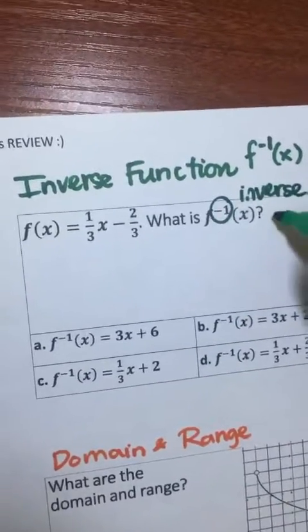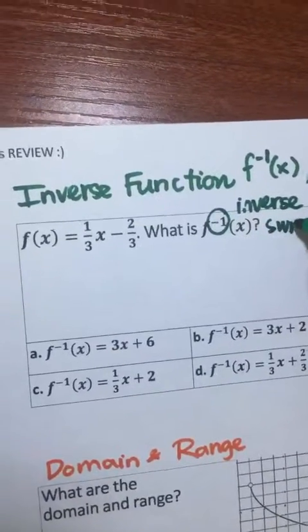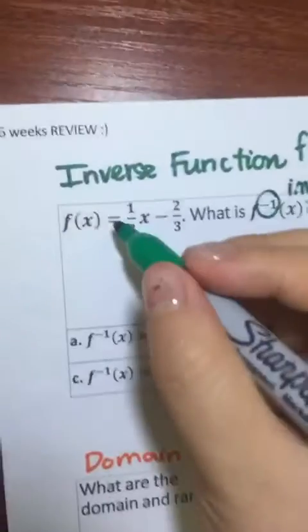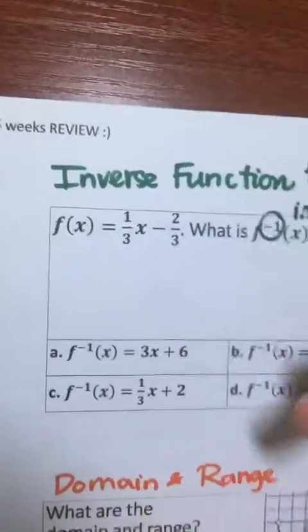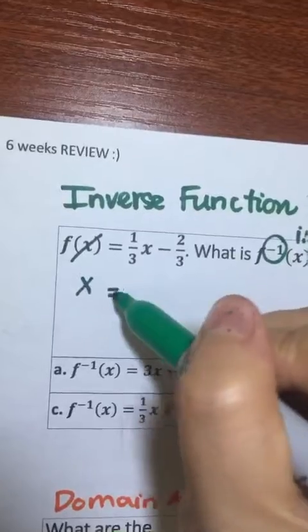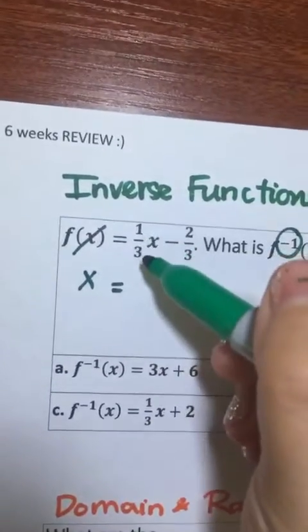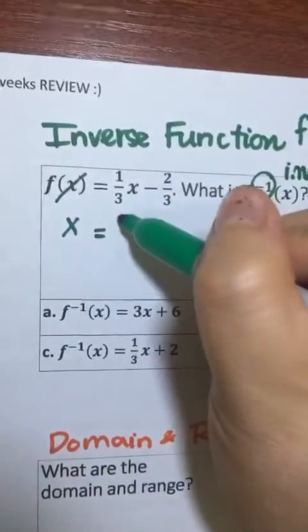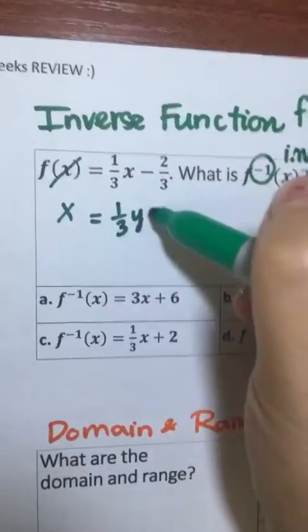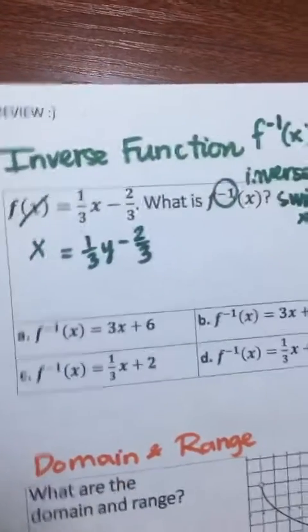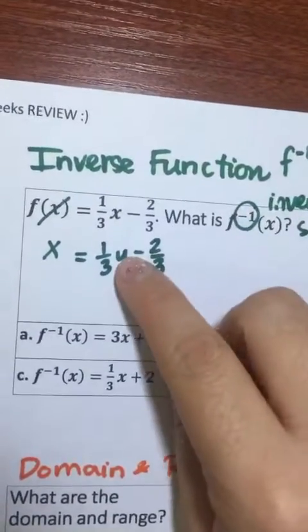And what we do for inverse is we're gonna switch x and y. That will be the first step. So the f of x right now, f of x is just fancy y. After we switch, it's just gonna become x equals, and then the 1/3 x minus 2 over 3 becomes 1/3 y minus 2 over 3. To solve for inverse function means solving for y.